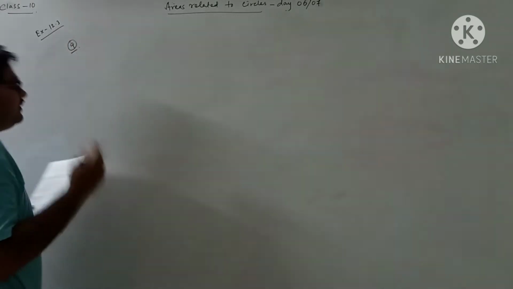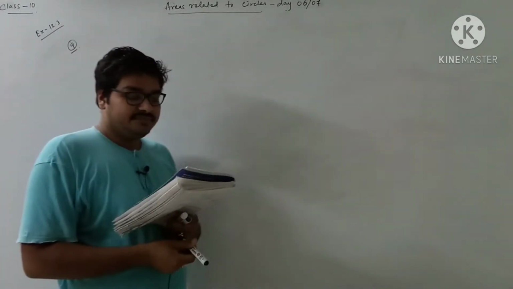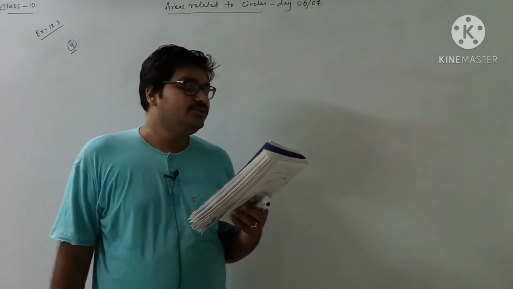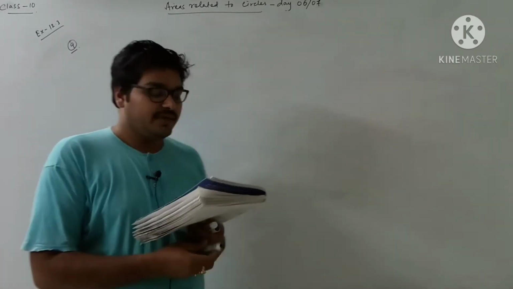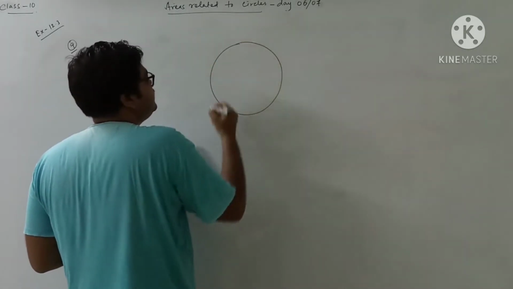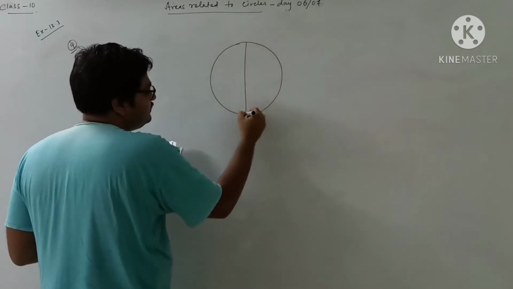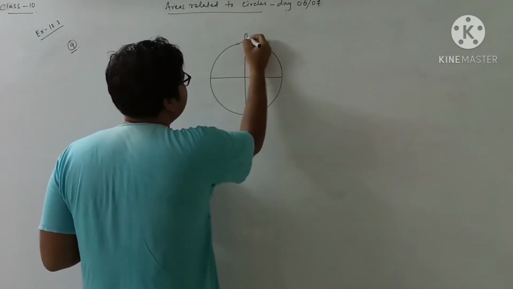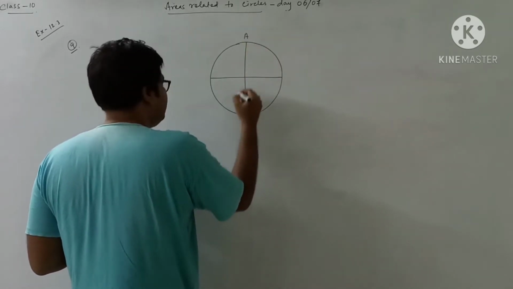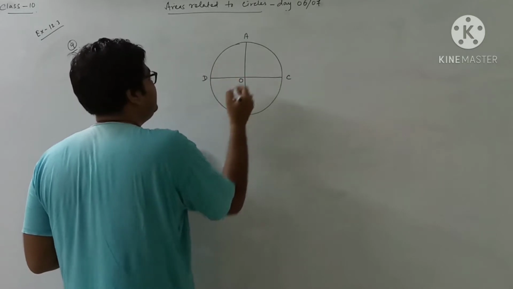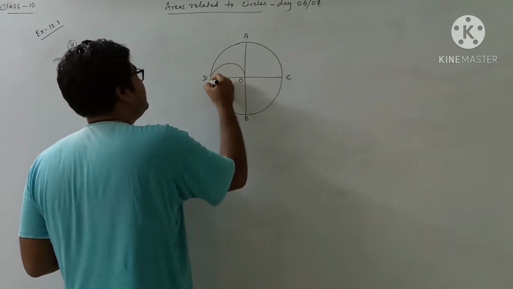Question number 9. What is the question given? Let's see. In the figure, AB and CD are two diameters of the circle. Okay. So let's draw the diagram first. AB and CD both are diameters. So that means I can say that O is the center, because two diameters intersect at the center. This is one circle.